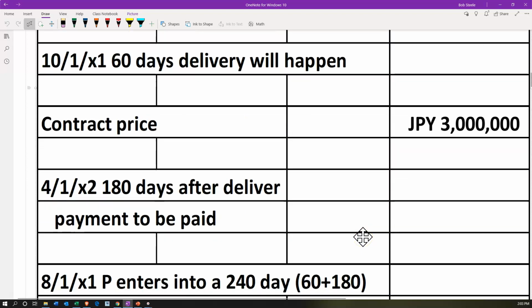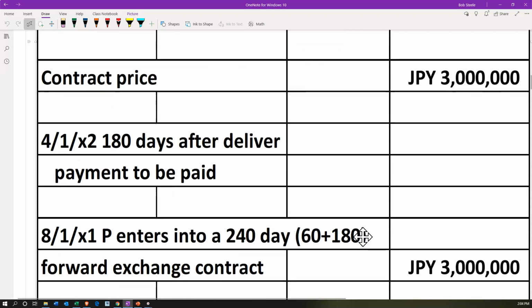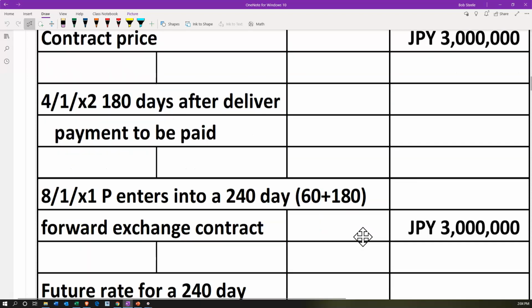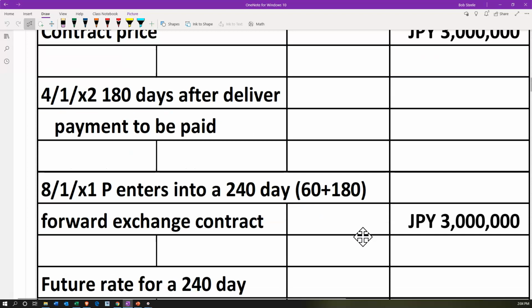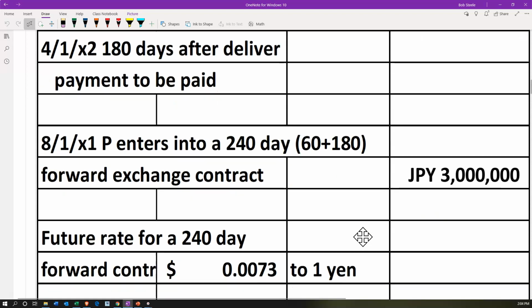Then on 10/1/X1, 60 days after the point in time that we made the prediction, that's when we actually got the delivery. We got the inventory at that time. We're going to record the inventory on account and then pay for it in the future with the use of foreign currency, with the use of yen. The contract price will be 3 million yen. Then on 4/1/X2, 180 days after the delivery, we make the payment in yen, meaning 3 million yen at that point in time.